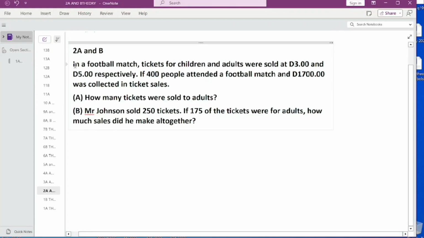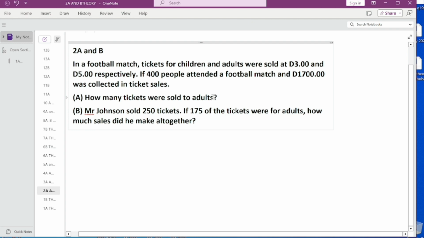Question 2A and B says, in a football match, tickets for children and adults were sold at D3 and D5 respectively. If 400 people attended a football match and D1,700 was collected in ticket sales, how many tickets were sold to the adults?